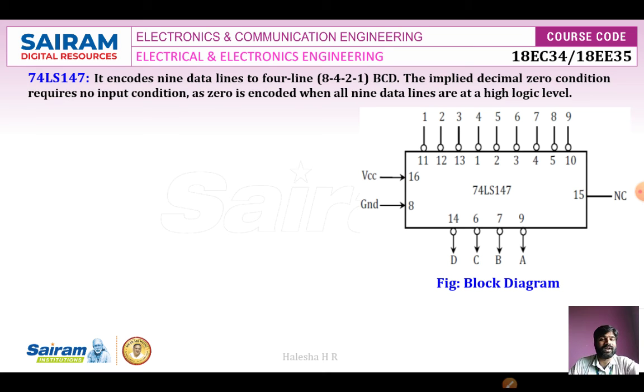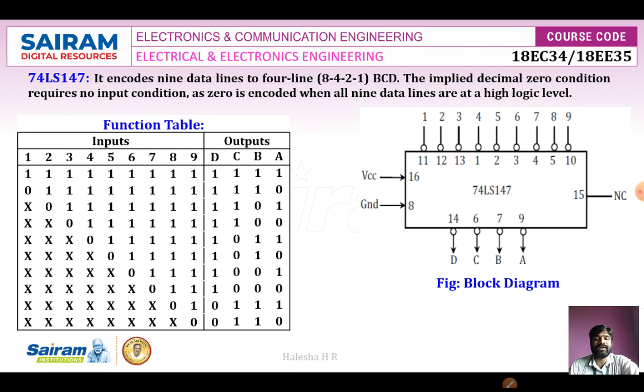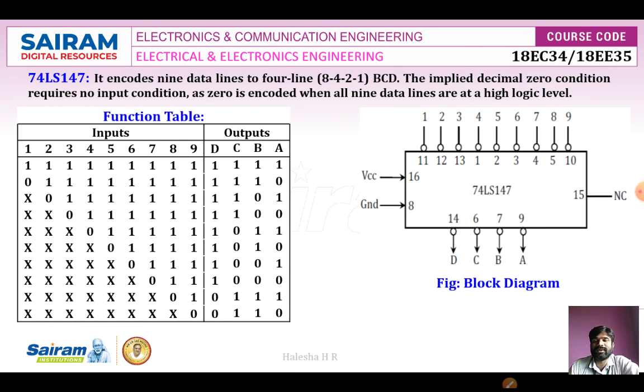So this is the block diagram. There are 9 inputs, 1 to 9, and 4 outputs A, B, C, D. One pin is not connected, and the remaining 2 pins are VCC and ground. And this is the function table. As seen from the block diagram, inputs are active low, and outputs are also active low. In the function table, inputs are 1 to 9, and outputs are D, C, B, A. A is the LSB, D is the MSB.